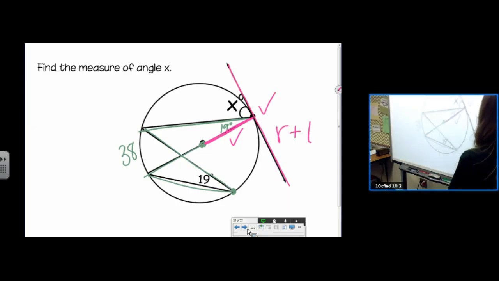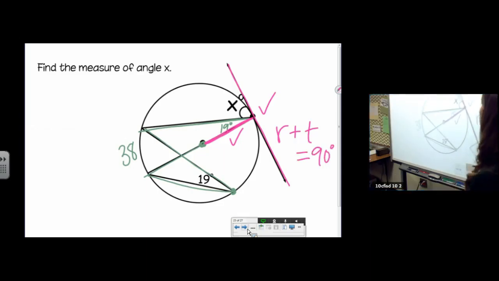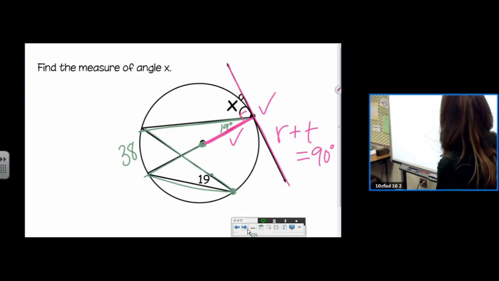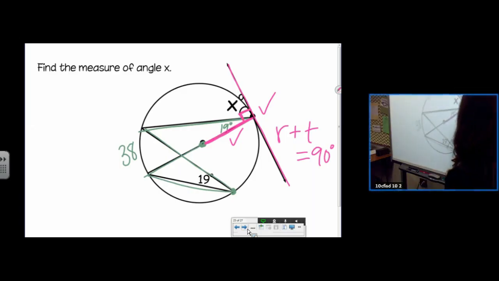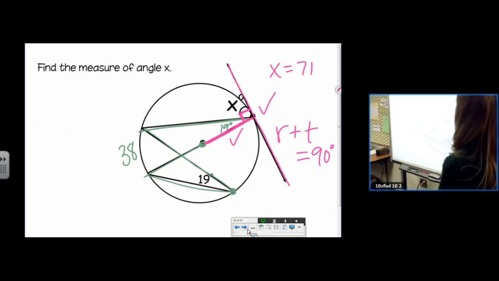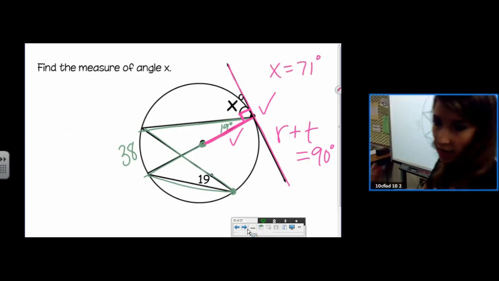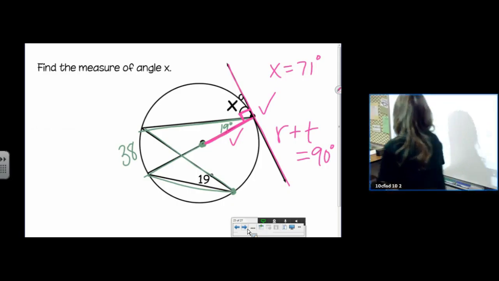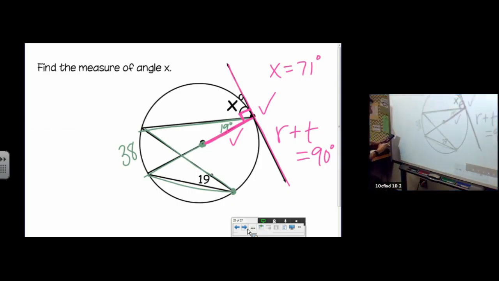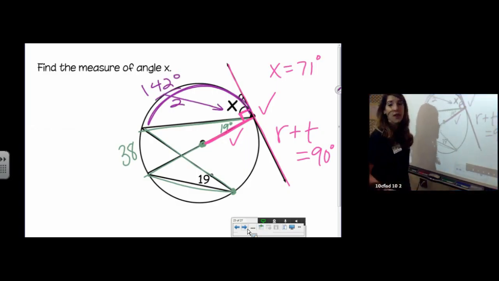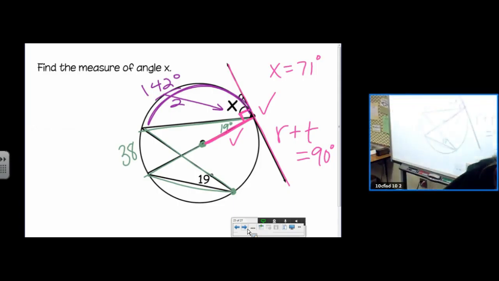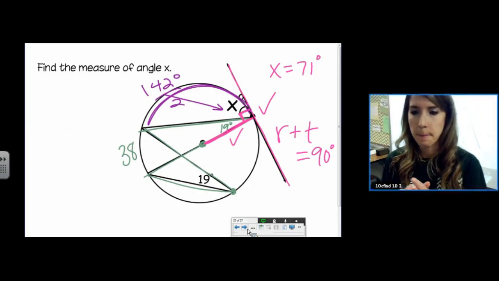When a radius meets a tangent line, you get a right angle. So one way to do this is just to find the complement of 19. So x is 71. Now, if you didn't know that, could you have found the arc? Yes, you could have. 180 minus 38 means that this arc is 142. And then you could have halved it to find the angle that opens up to it, because that vertex is on the circle. Sound good?